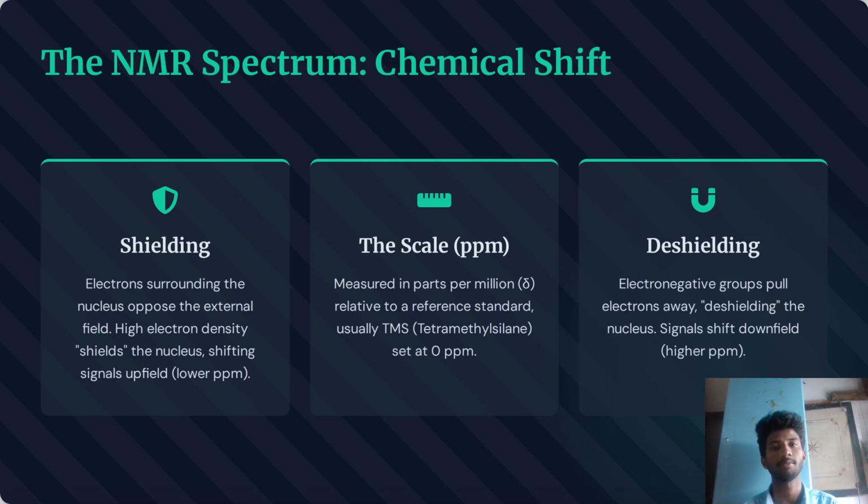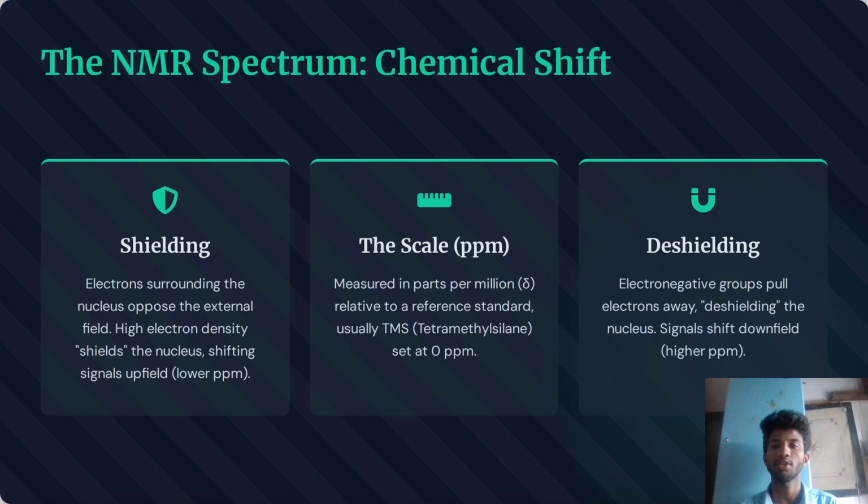The NMR spectrum, chemical shift, shielding. Electrons surrounding the nucleus oppose the external field. High electron density shields the nucleus, shifting signals upfield, to lower ppm. The scale is ppm, measured in parts per million, relative to a reference standard, usually TMS, tetramethylsilane, set at 0 ppm.